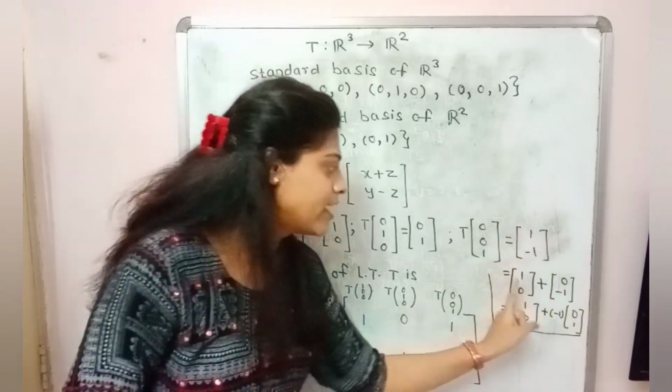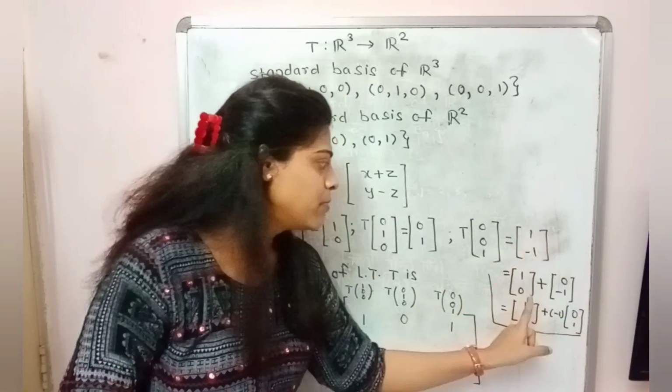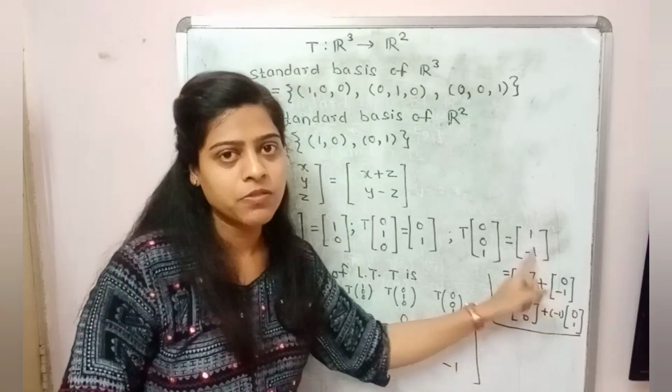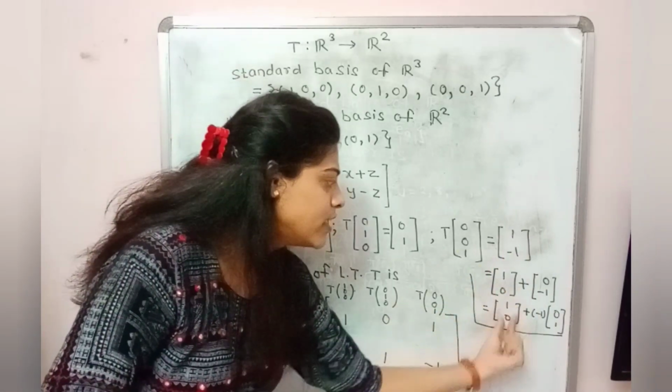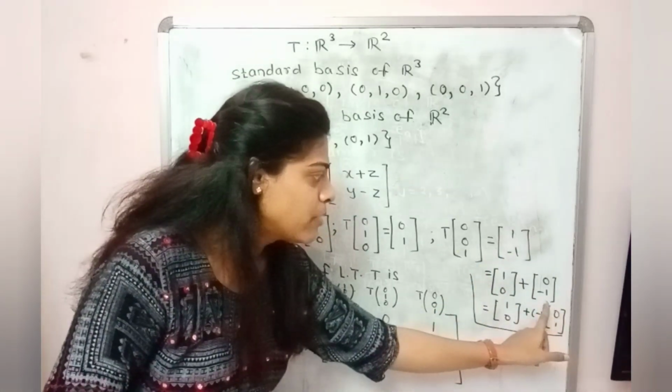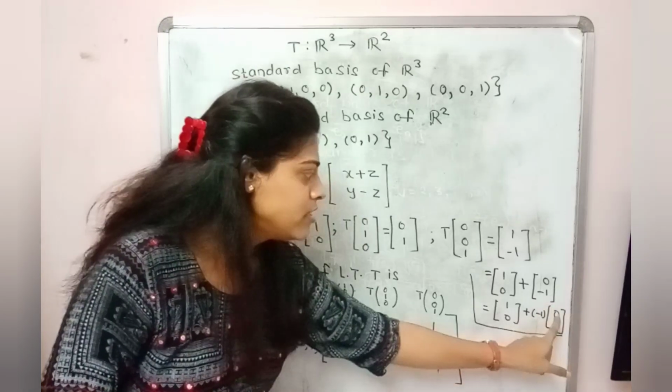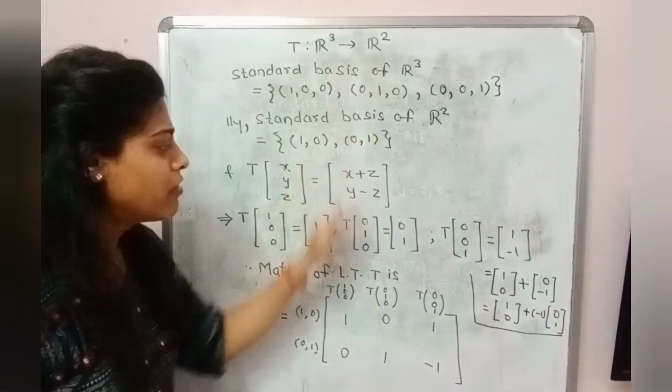We are going to check. That is 1 plus 0 is equal to 1. Similarly 0 minus 1 is equal to minus 1. So that implies 1, 0 as it is, plus take minus 1 as common, so minus 1 times 0, 1. So these are our first conditions.